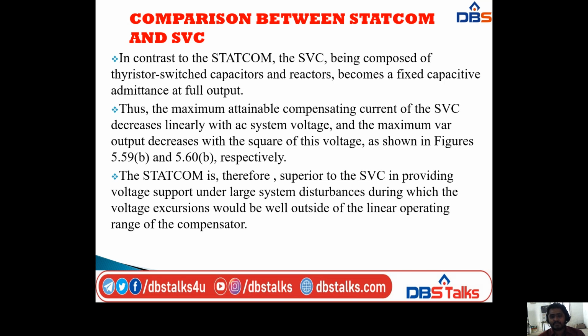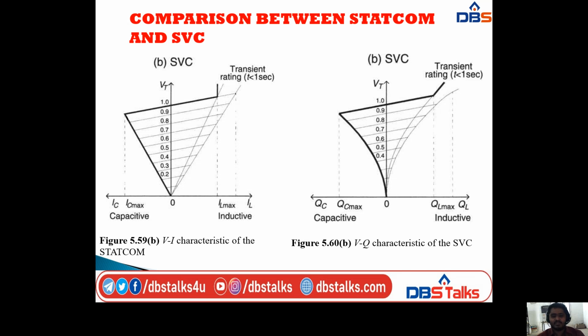Thus the maximum attainable compensating current of the SVC decreases linearly with the AC system voltage, and the maximum reactive power output decreases with the square of this voltage, as shown in these diagrams. I will show two diagrams. These two give the VI characteristics and the VQ characteristics of the SVC.